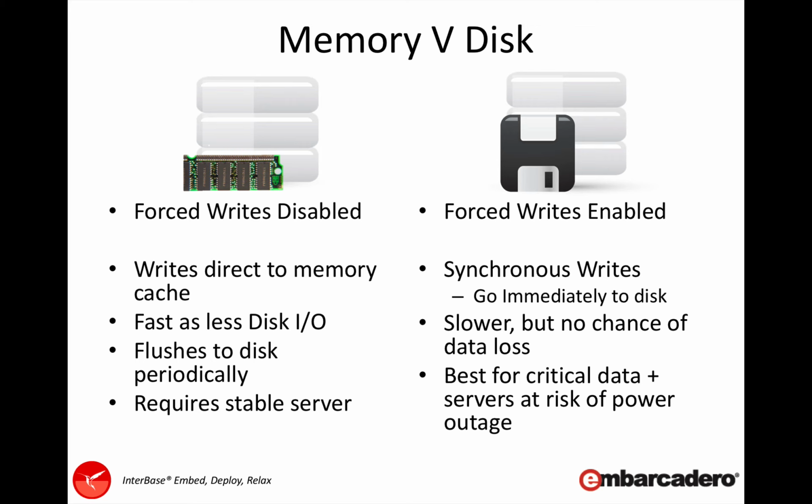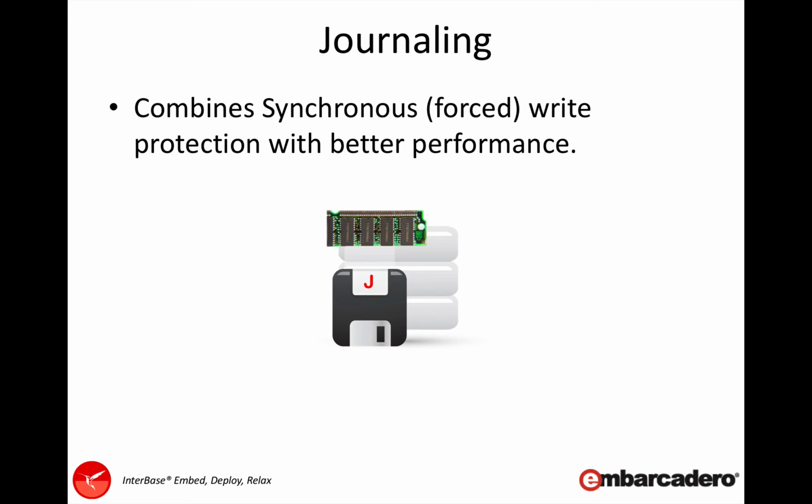So how can we get the security of forced writes but the speed of it disabled? And really that's where journaling comes in. Journaling combines the two. Journals are written out to disk, but they're basically the statements that are being sent through. That's then applied to the memory cache, so it's very, very quick as a performance. And then periodically, as you define, they're flushed to the disk.